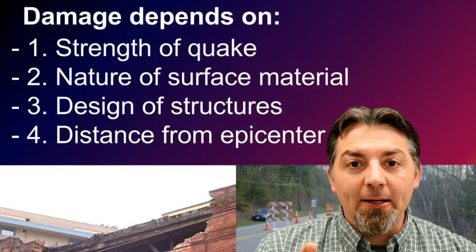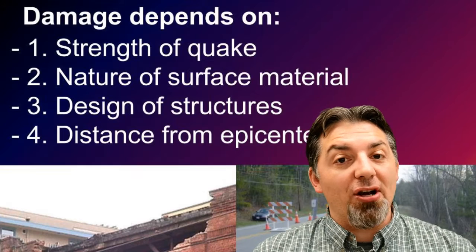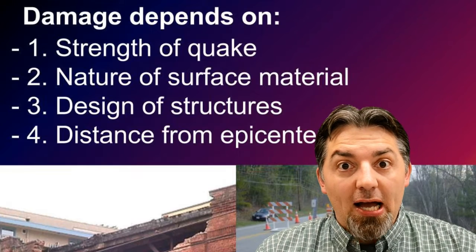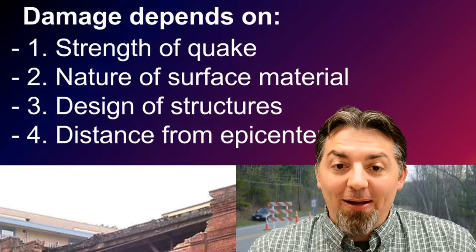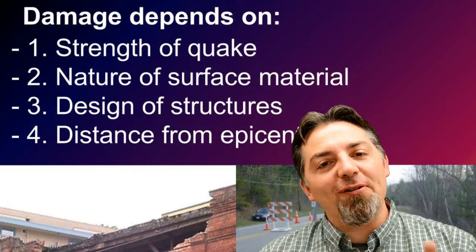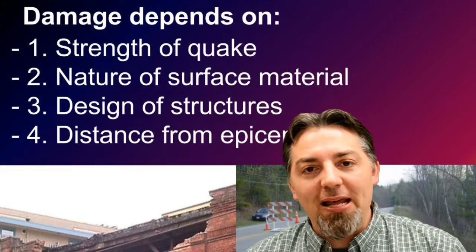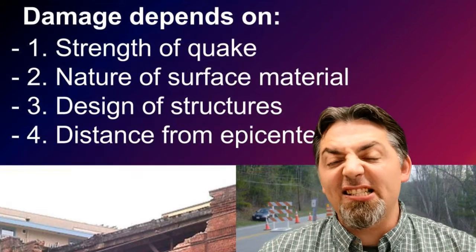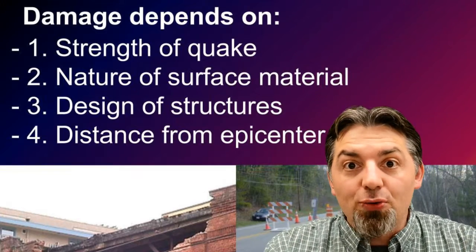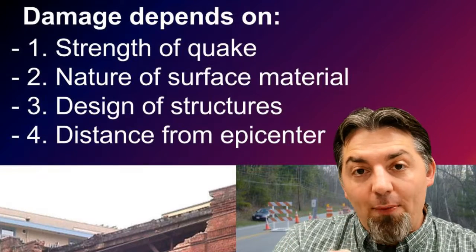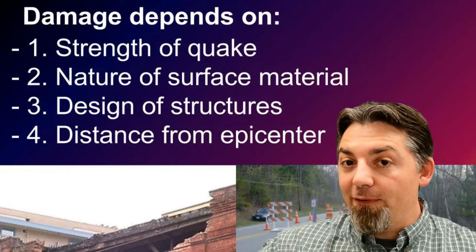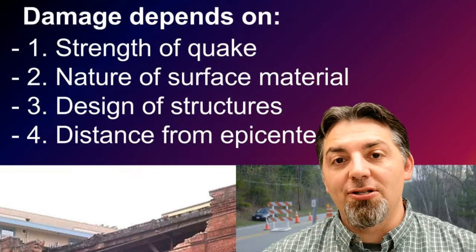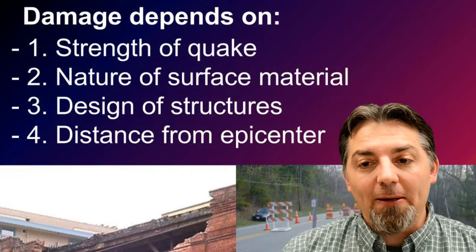The third thing that affects the damage is the design of the structure, right? Is the structure designed to withstand an earthquake? Then it's probably going to do better. If it's not, then it's probably not going to do so well. And then the fourth and final thing that affects how much damage is done during an earthquake is the distance to the epicenter, right? How close you are to where that earthquake began. If you're right where that earthquake began, chances are there's going to be a lot of damage. If you're further away, the less damage you're going to receive from that earthquake.